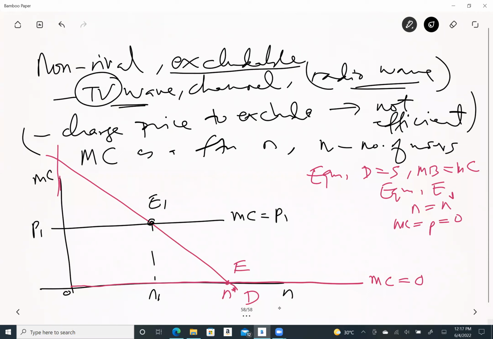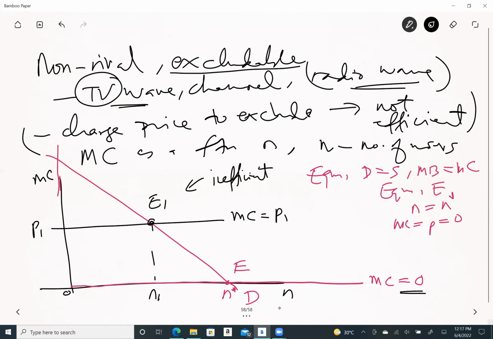But that is inefficient. Why? Because your marginal cost is 0. When you charge a price, what you will get is E1, and that E1 here is inefficient. So for a non-rival, excludable good, if you charge a price, it's inefficient. Just like Astro. Astro should have given it to us free, because the good is non-rival.